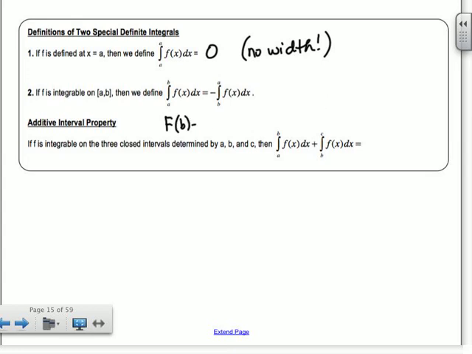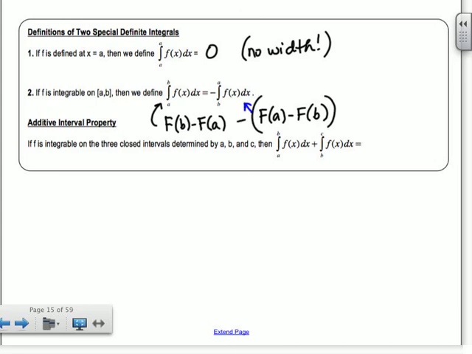Well, if I did a on top and b on bottom, then it'd be the opposite. It'd be capital F of a. So capital F means antiderivative. So it'd be capital F of a minus capital F of b. Well, that's the opposite of what we had before. So do you just put a negative out front? Okay, so when you think of it that way, I think it makes sense.